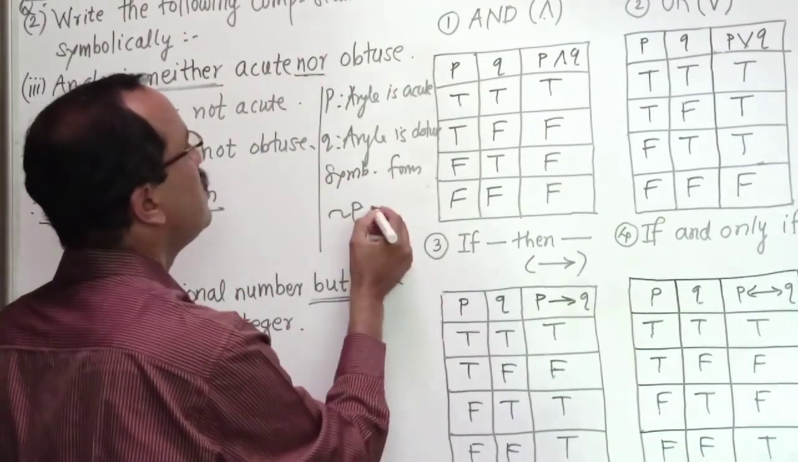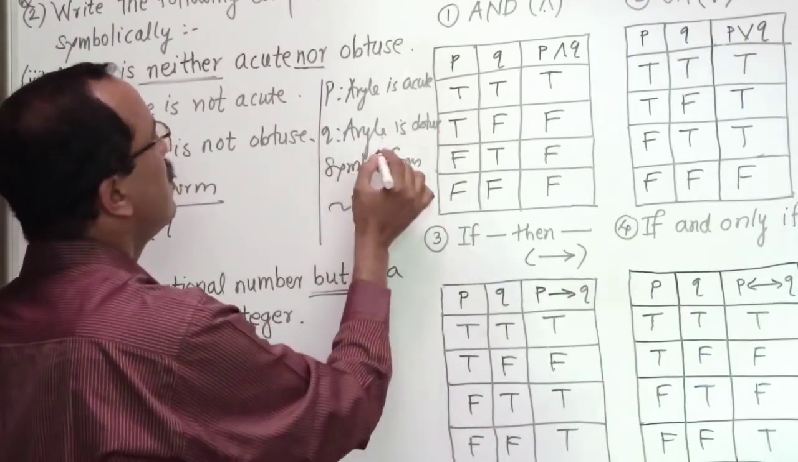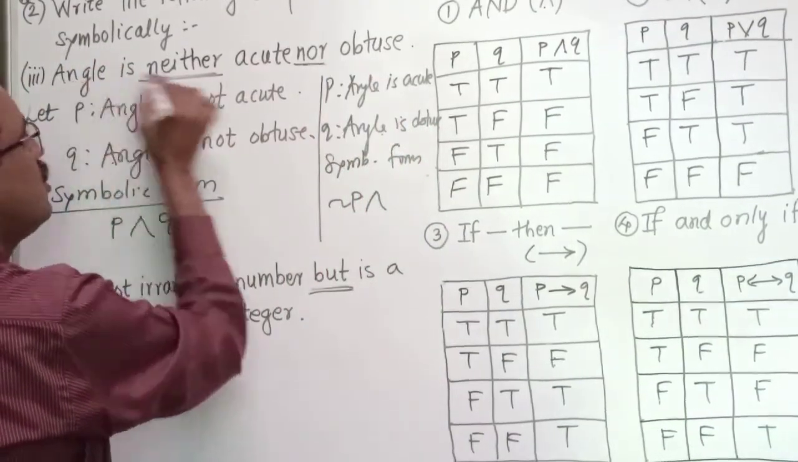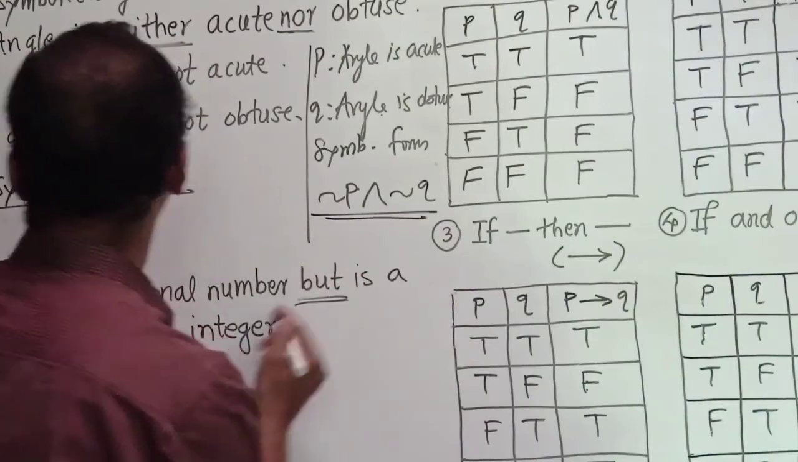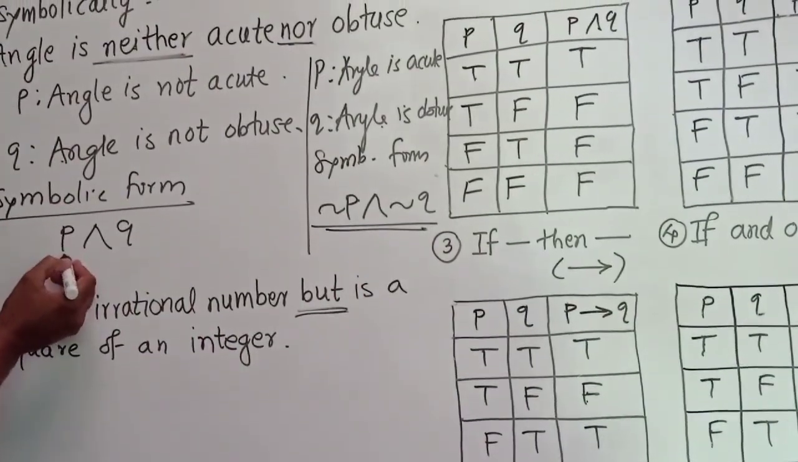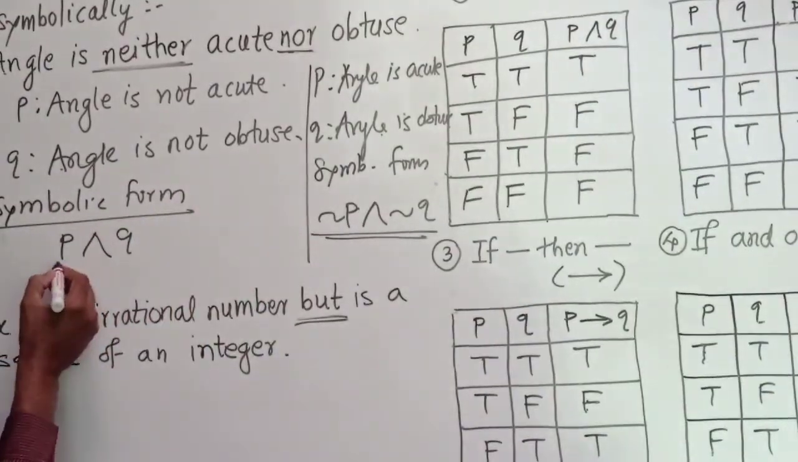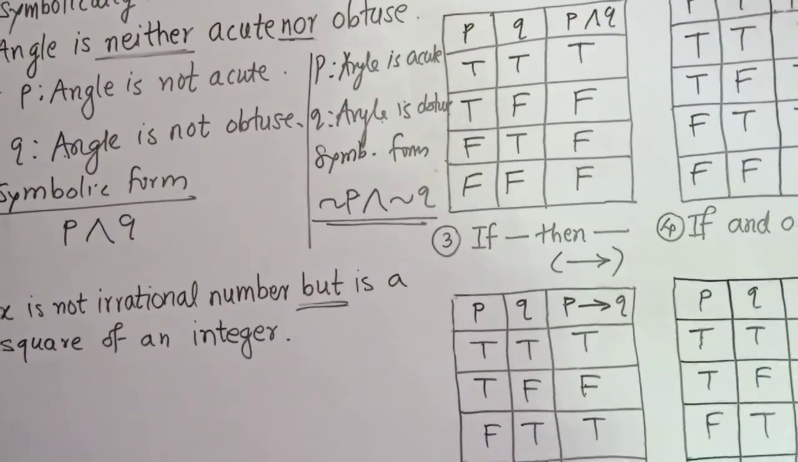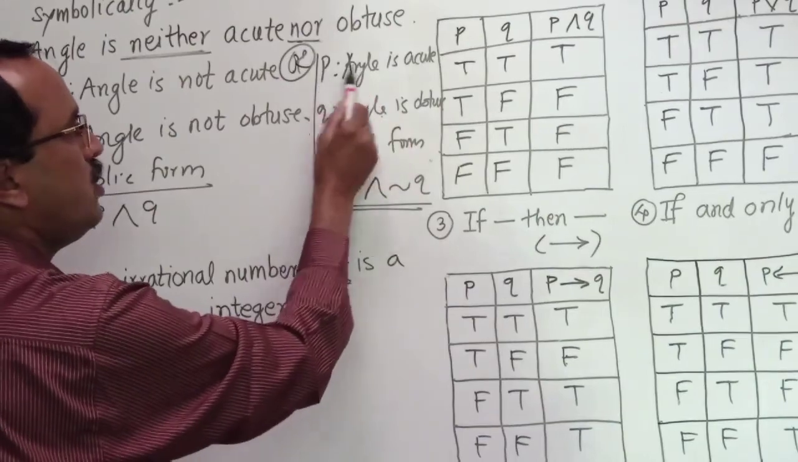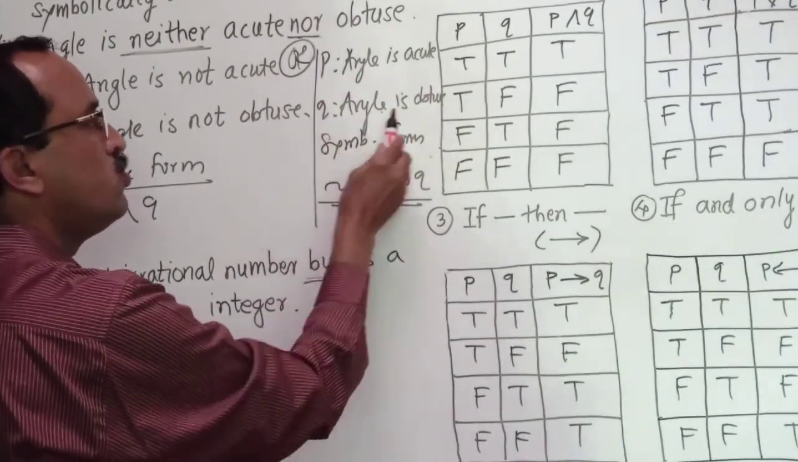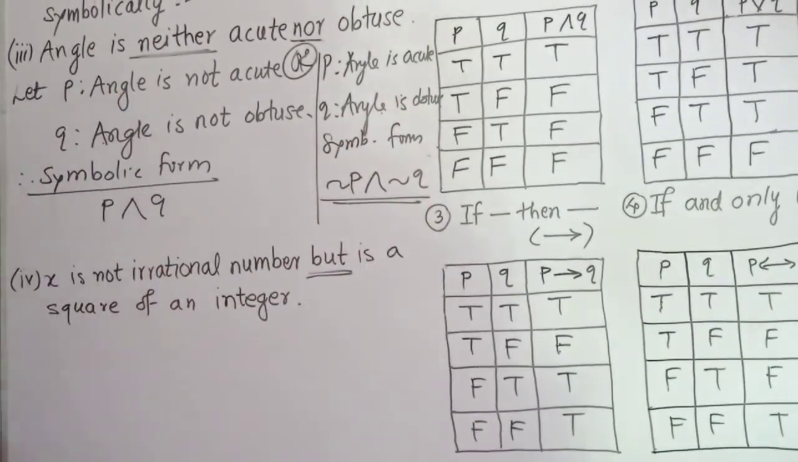The symbol for neither nor is and. The second statement is angle is obtuse, but in the given statement it is angle is not obtuse, so it is negation Q. So in this representation, P, angle is not acute, Q, angle is not obtuse, then we get symbolic form P and Q. And for the second way we solve this example, P is angle is acute, Q is angle is obtuse, then the symbolic form is negation P and negation Q.